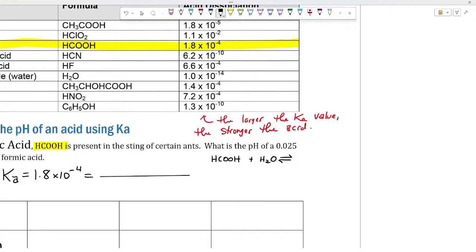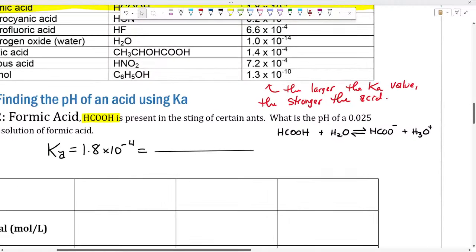This is going to be HCOO, and it will now have what charge? Negative. And H3O, which will have what charge? Positive. Good. Okay.